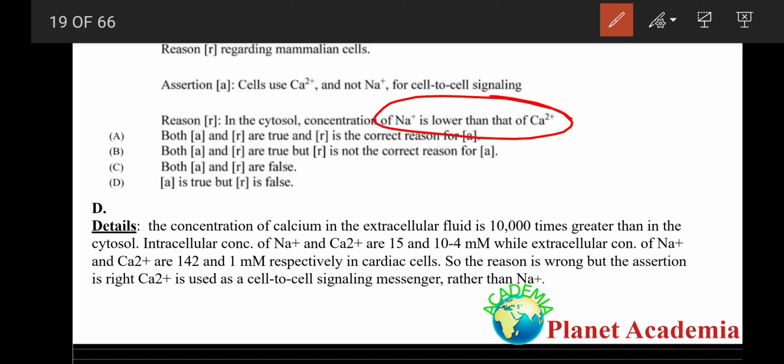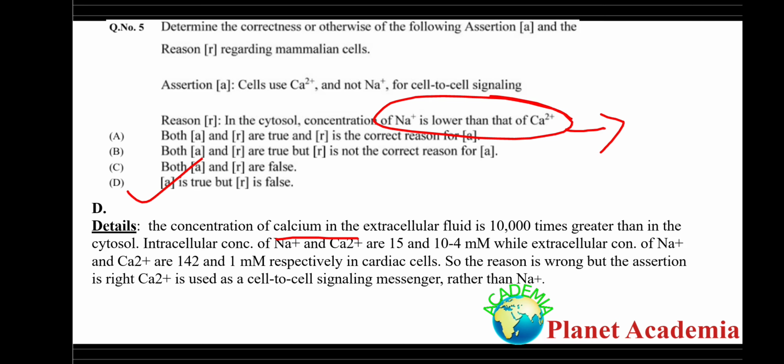Here is the detail: concentration of calcium in the extracellular fluid, outside the cell, is greater, not inside. So this is wrong. The options: A and R both true, no. A and R false, no. A is true but R is false, yes. D option, right?